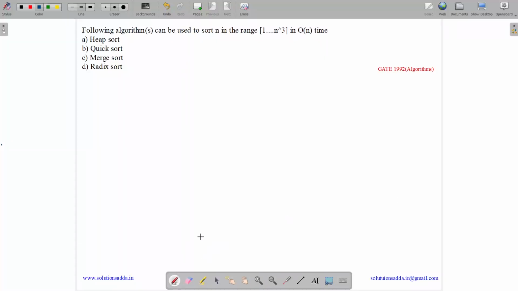This question belongs to the algorithm subject and was asked in GATE CSE 1992. So the question states, the following algorithms can be used to sort n numbers in the range from 1 to n cube in order of n time.